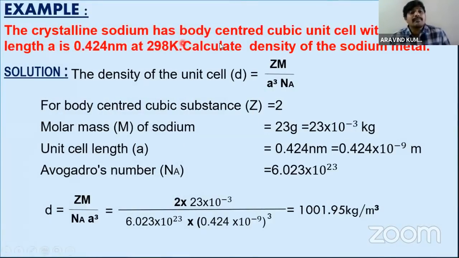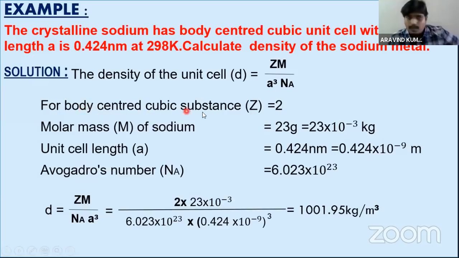The crystalline sodium has a body-centered cubic unit cell with edge length A as 0.424 nanometers at 298 Kelvin. Calculate the density of sodium metal. Now, children, he is asking to calculate the density of the sodium metal. The sodium occupies which shape? Body-centered cube. And what is the edge length given? 0.424. Now, what is the formula for the density of the unit cell, children? Z into M by A cube into Na.